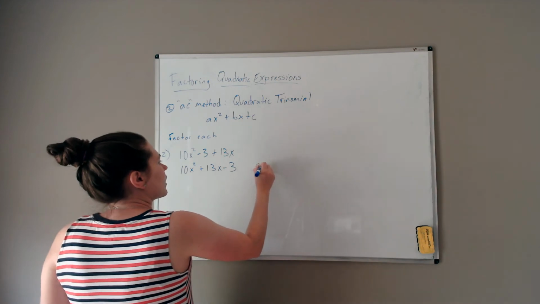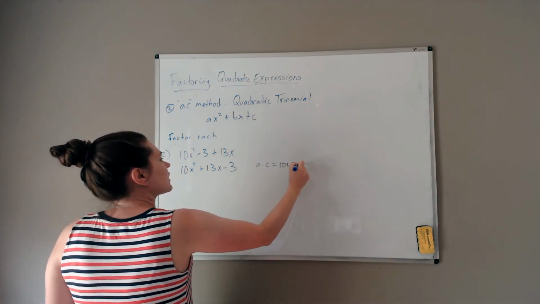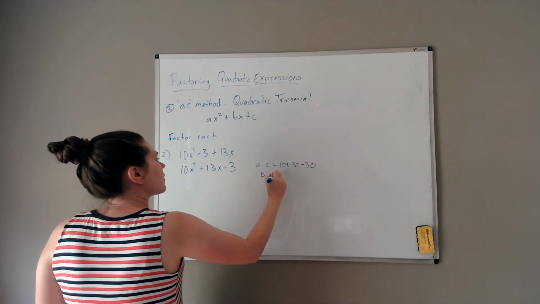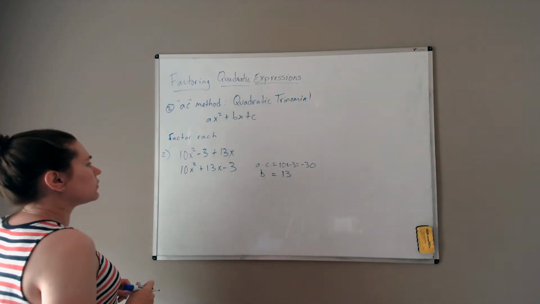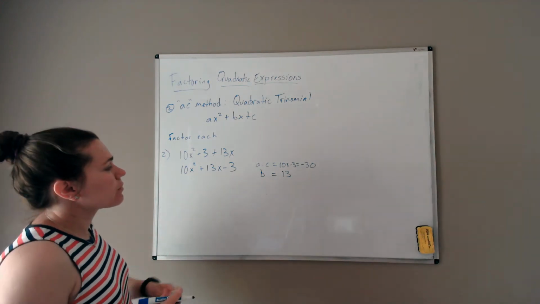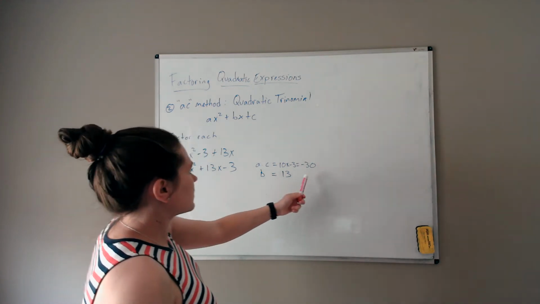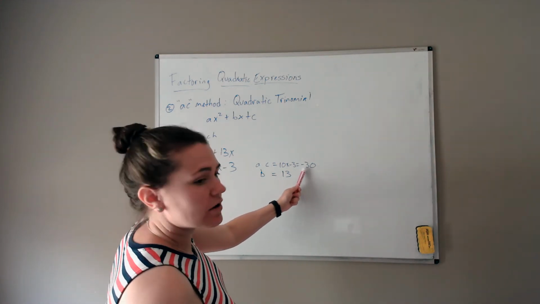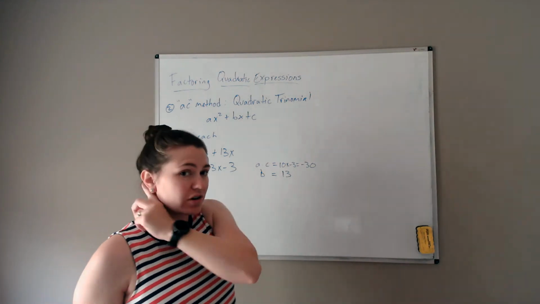So we have to find what A times C is. So 10 times negative 3, that's negative 30. And write down what B is. B is 13, okay? So we're looking for 2 numbers that multiply together to give us negative 30 and add to give us 13. Since this is negative, that means one number is positive, one number is negative. Since B is positive, that means the larger number is positive.